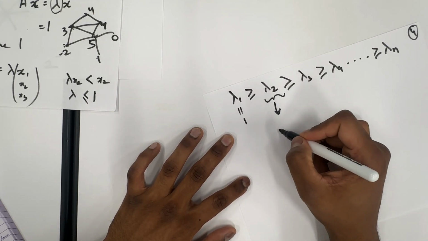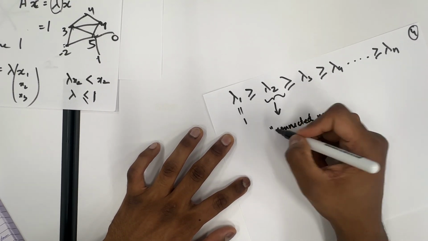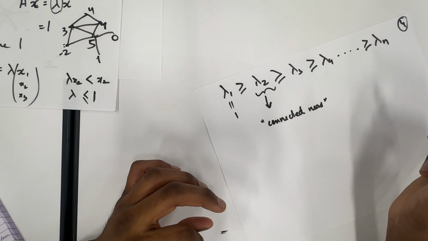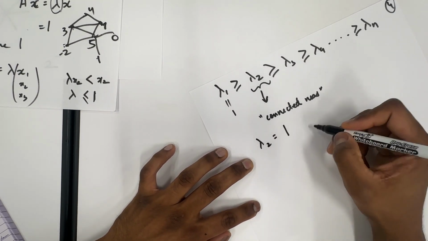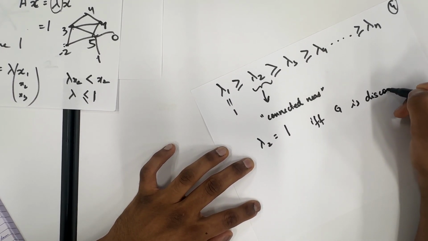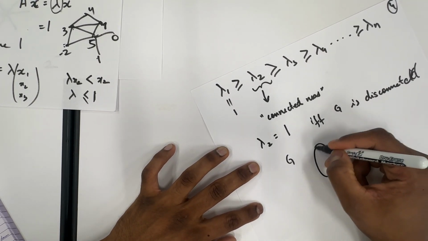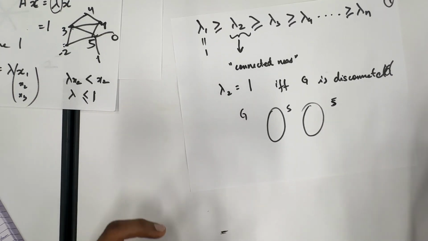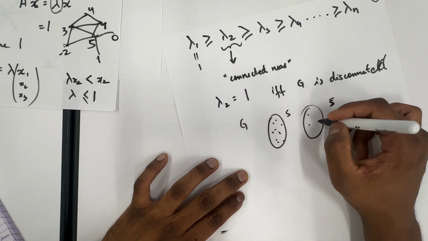Lambda 2 represents connectedness of this graph. Now, lambda 2 will be equal to 1 if and only if the graph G is disconnected. Okay, that's a very interesting thing to see. Let's see how this holds. If my graph G is disconnected, that means I can put it into two separate bins, so to speak, some vertices here and some vertices here.